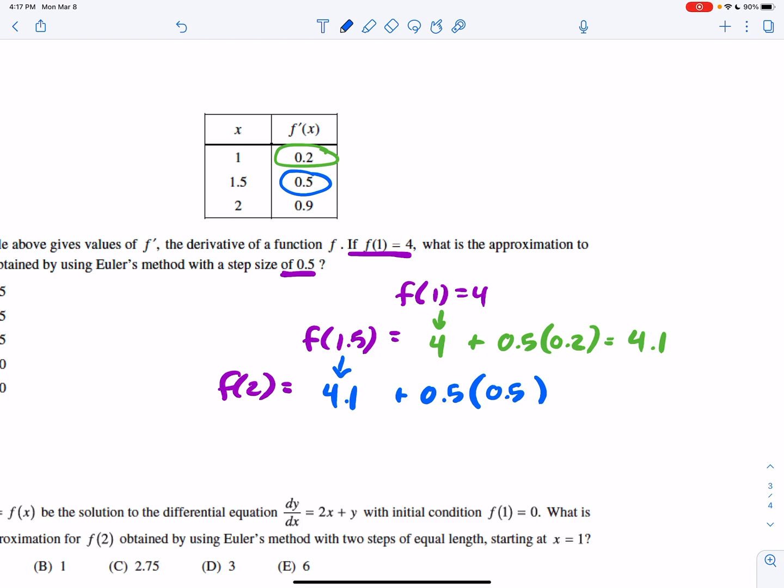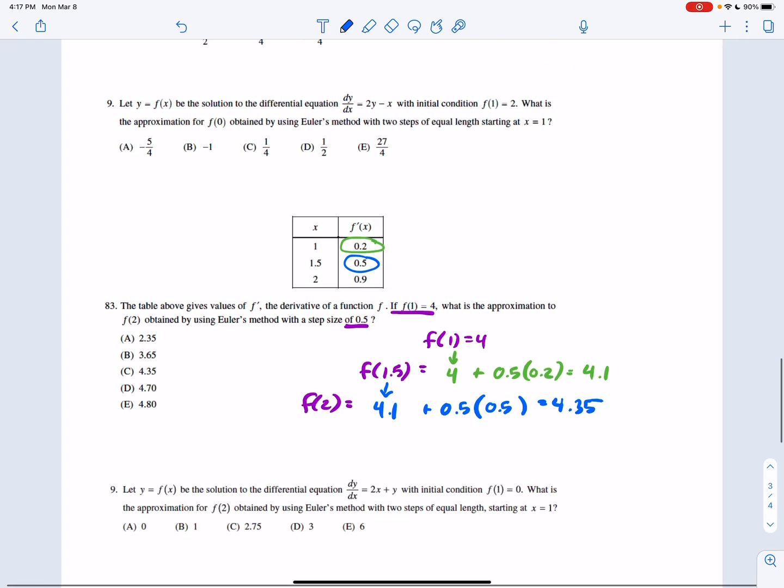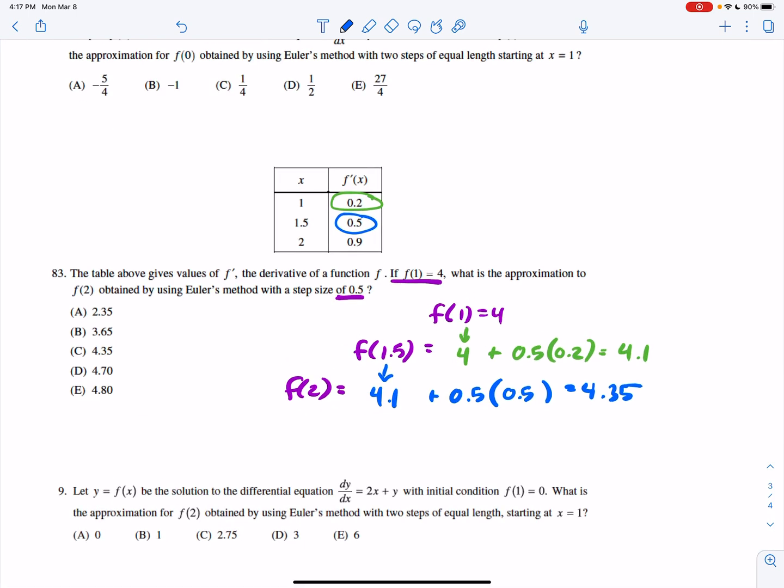Plus 4.1. Okay, so here you should get 4.35. It's a lot of computation, but these should be your easy points. There you go. Okay, if you got that, great. If you didn't and you're not sure why, text me right away, okay?